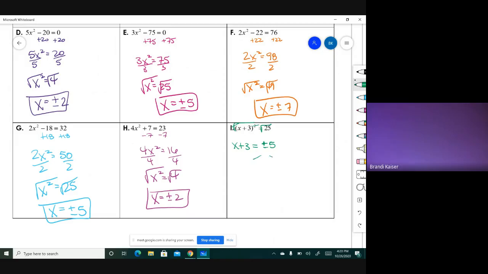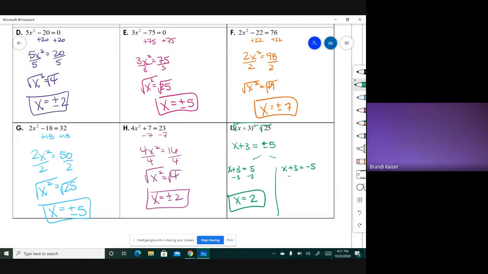So here's where I want to split these up. And I want to write out 2 separate equations. I have x plus 3 equals 5, and x plus 3 equals a negative 5. Okay. You want to make sure that you separate them so that way when you solve, you get the correct answers. So for the first one, I know I need to subtract 3. 5 minus 3 is a positive 2. So x equals 2 is one solution.